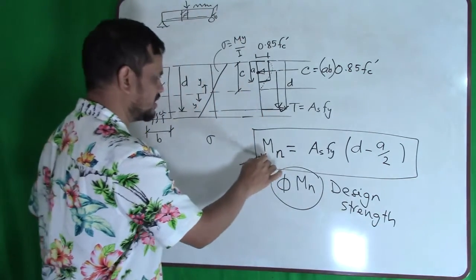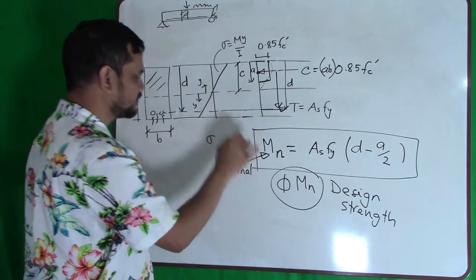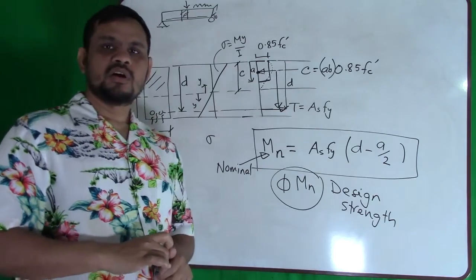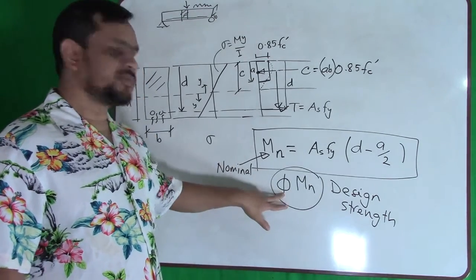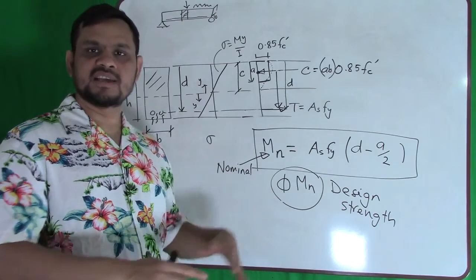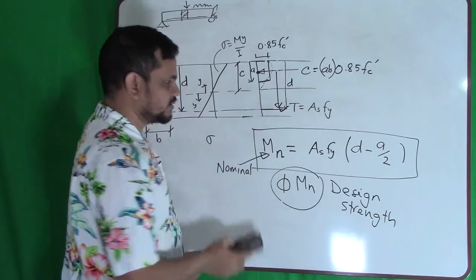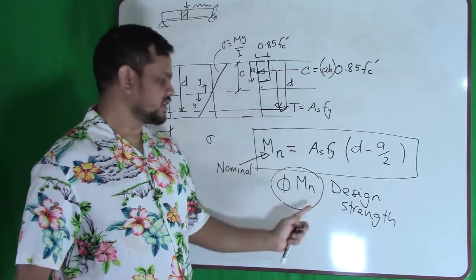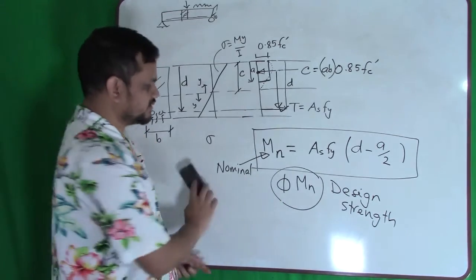This portion is nominal. So you learn how to find nominal. Now you have to find the value of phi. That is another story, okay, we will go there. So at least make sure you understood this. Now I will talk about how to find phi. Phi is the strength reduction factor.